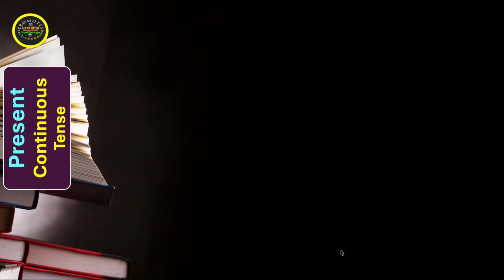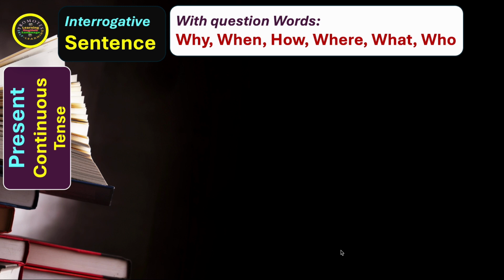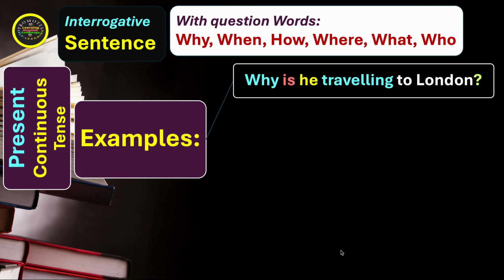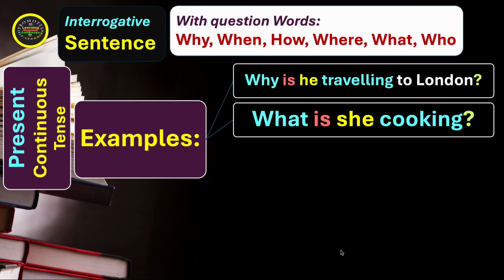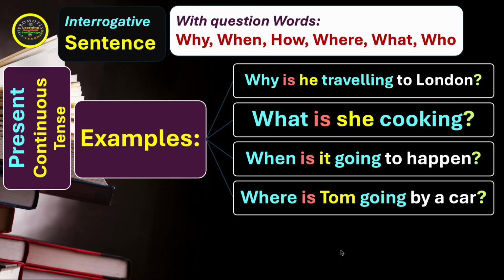Now we move on to the next stage, that is present continuous tense in the interrogative sentence with question words like why, when, how, where, what, who. In this case, the question words will come first, like why is he traveling to London? What is she cooking? When is it going to happen? Where is Tom going by car?